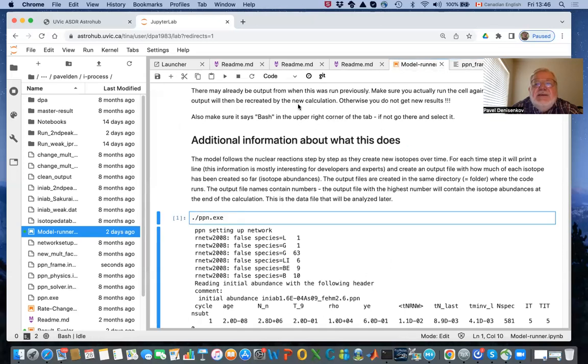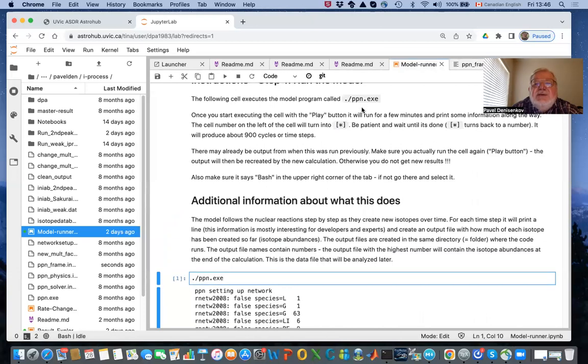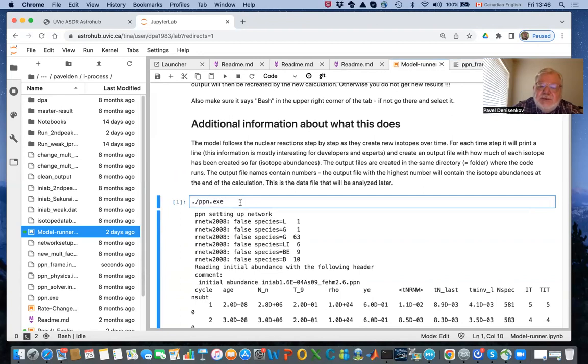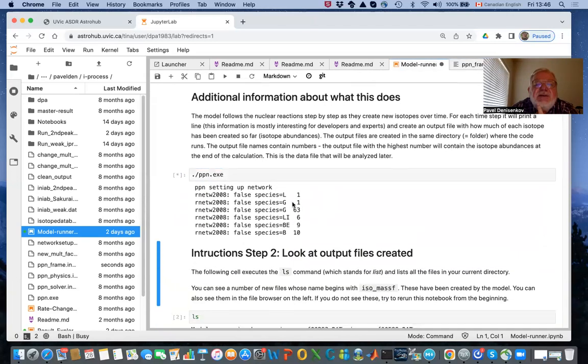I'm about to start running the code. As this notebook explains, you should execute the command ./ppn.exe here. Let me start it. Execution of Python cells is, of course, Shift Enter. Okay, and you are supposed to see something like this.